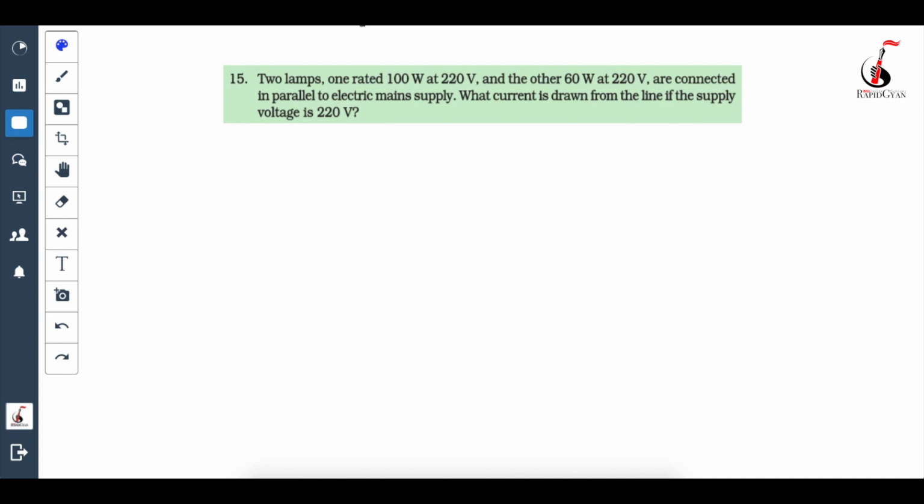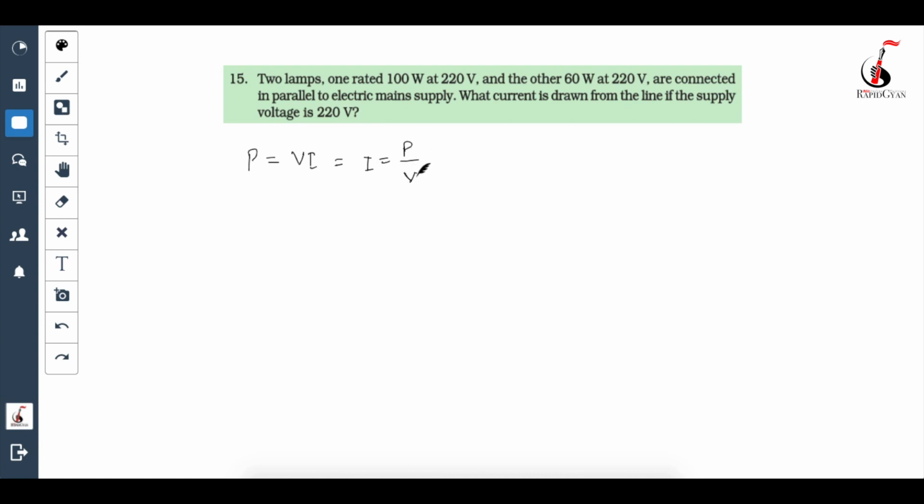The next question says that two lamps, one rated 100 watt and 220 volt, and another rated 60 watt and 220 volt, are connected in parallel to an electric main supply. What current is drawn from the line if the supply voltage is 220 volt? We know that power is equal to V into I, correct? So the value of I will become P upon V.